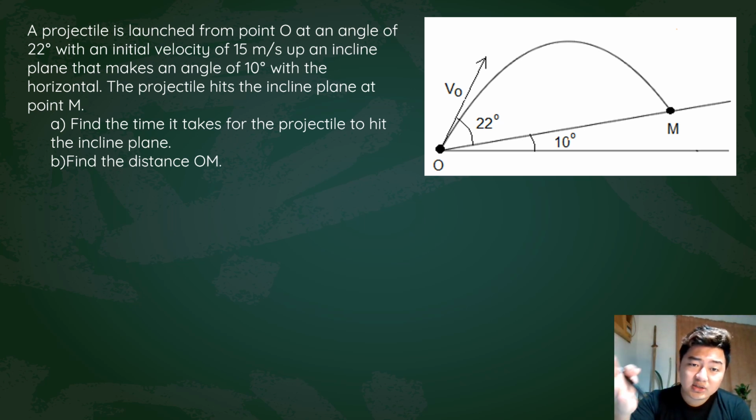So a projectile is launched from point O at an angle of 22 degrees with an initial velocity of 15 meters per second up an inclined plane that makes an angle of 10 degrees with the horizontal. So the projectile hits the inclined plane at point M. So the question is for us to solve for the time that the projectile hits point M and the distance between points O and M. So what do we need to do here?